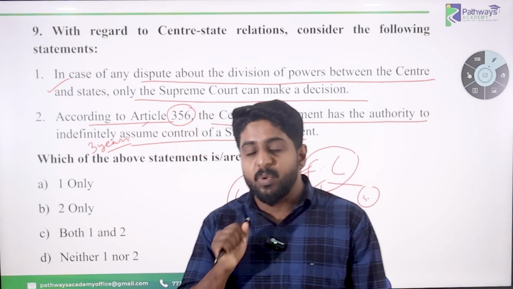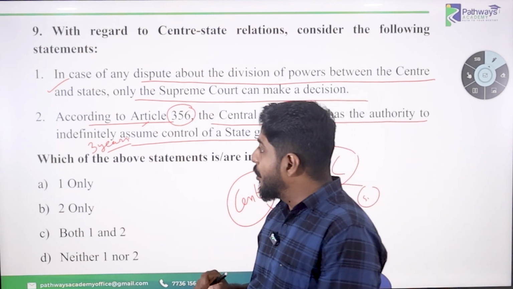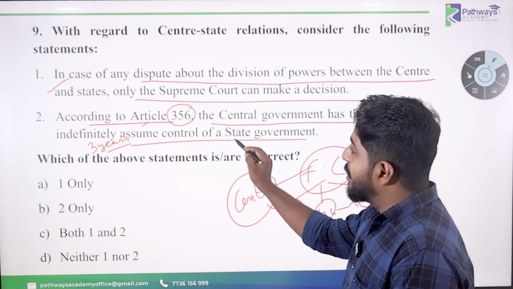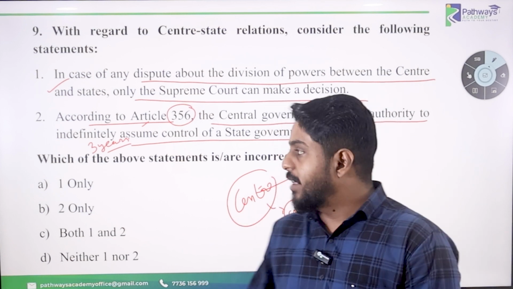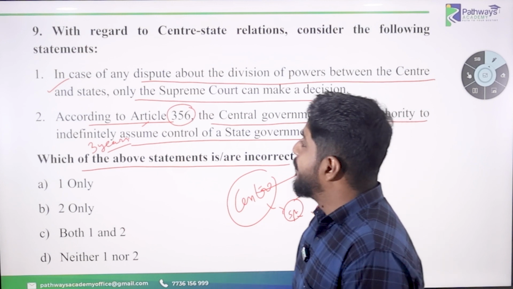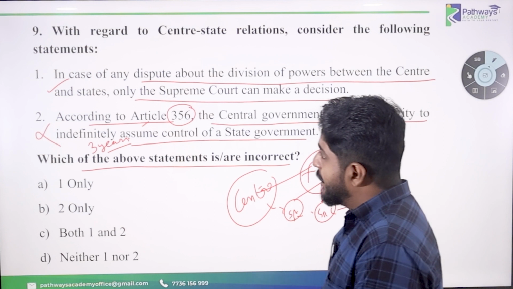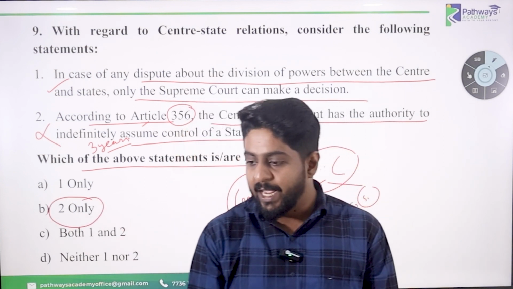In relation to this question, what you need to understand is that there is no scope for indefinite control over the state government by the central government using Article 356. Maximum of 3 years is possible. Which of the above statements are incorrect? This is wrong. So incorrect means option B, that is 2 only.